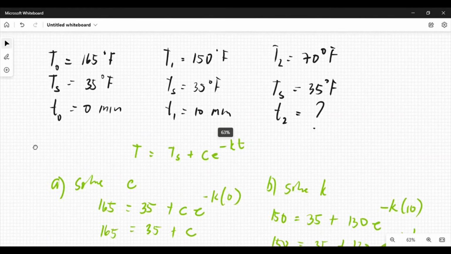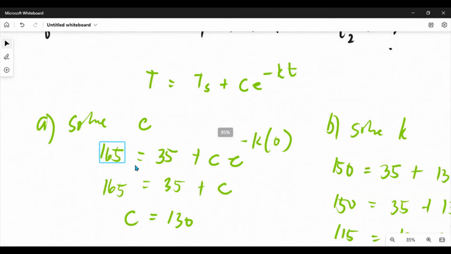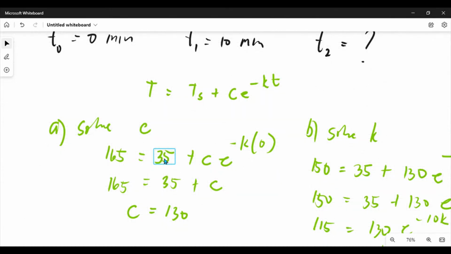Our T here is 165, so I place here 165, and this is equal to the temperature of the refrigerator, 35 degrees Fahrenheit, plus C e raised to negative k, and our initial time here is 0. So we replace t with 0. If you multiply your negative k by 0, the result is 0, and e raised to 0 is 1. Any number raised to 0 is 1. So 1 times c is c.